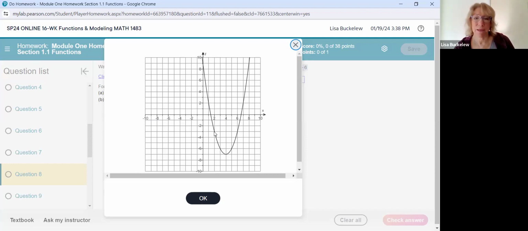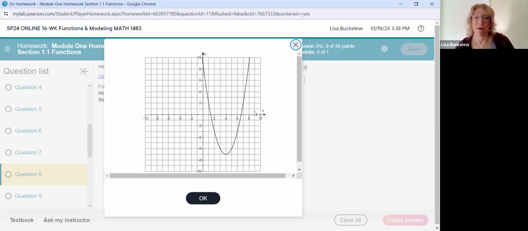So right here, it looks like when I go over 2 and down 3, I land on the graph right there. So the coordinates for this point where I have the cursor is x is 2, y equals -3. So (2, -3).